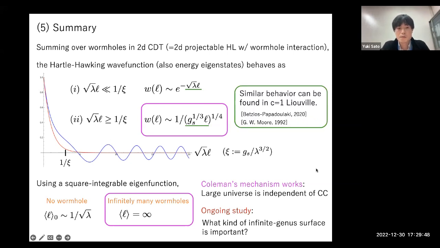And also, there are other papers relating to the studies. So this kind of changing behavior of the Hartle-Hawking wave function can be seen in a different model, say the non-critical string theory. Precisely speaking, c equals 1 Liouville theory. So if you are interested, I would recommend you to read this paper, the first paper, and also this old paper is also interesting.